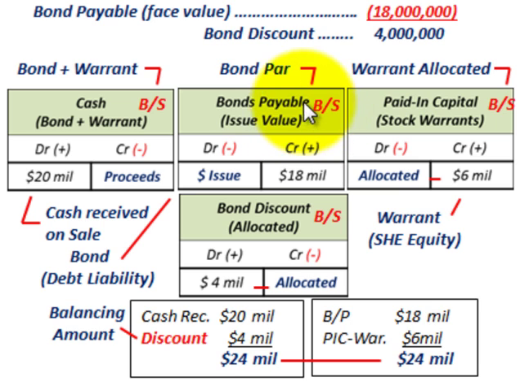Whereas when the bond was inseparable from the warrant, everything went into the liability account and nothing went into equity based on the cash receipts we had.